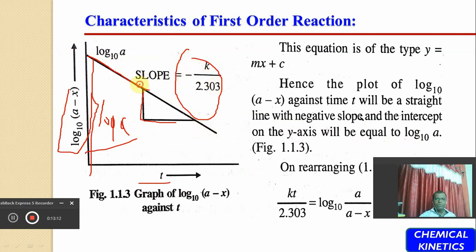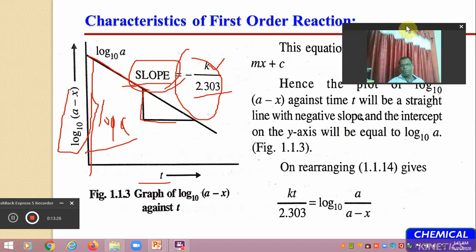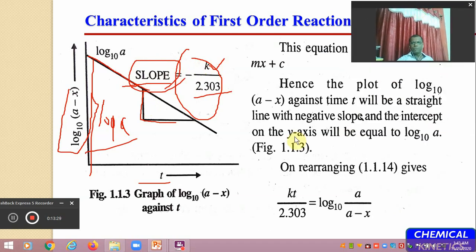And once we calculate the slope, from the slope we will definitely be able to calculate the value of k by just multiplying it by 2.303. So this is the way by which we will be able to calculate the value of the rate constant of a first order reaction with the help of this characteristic.